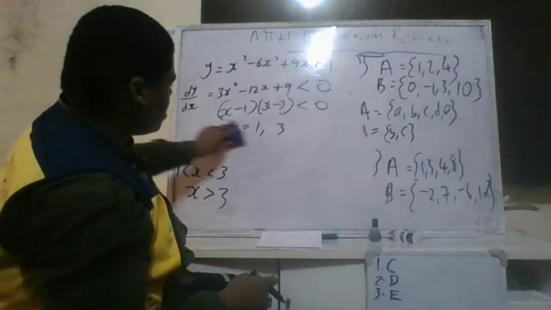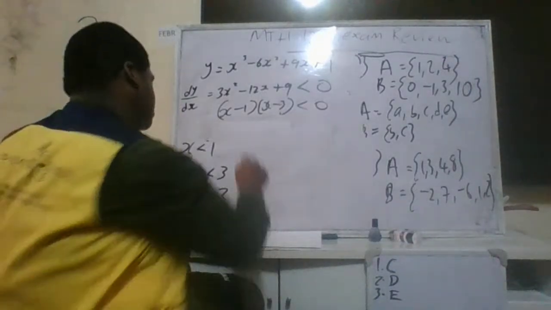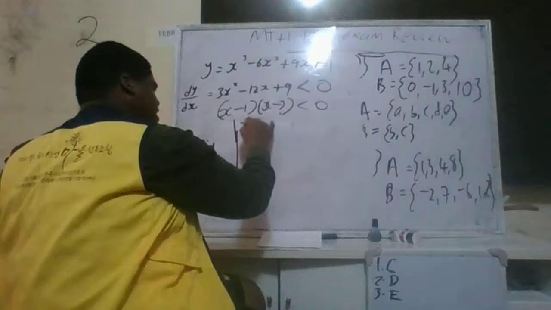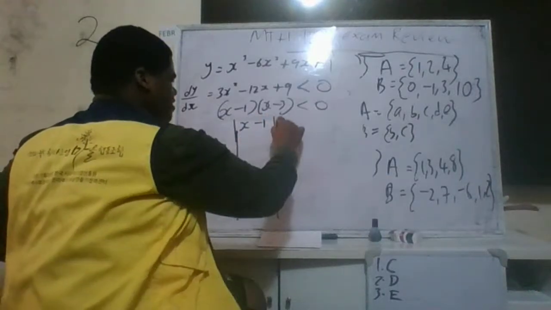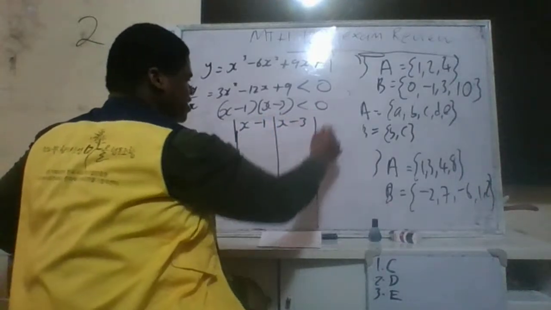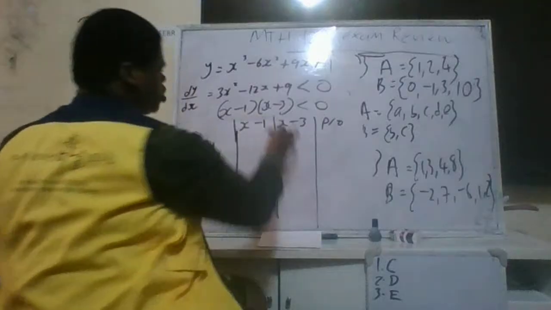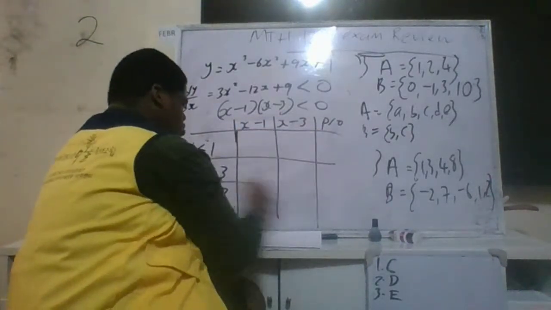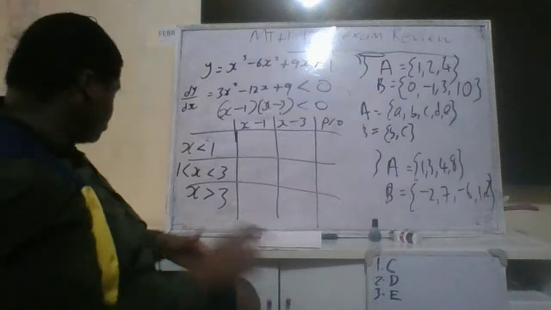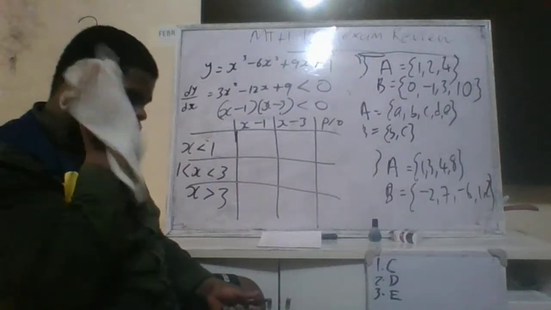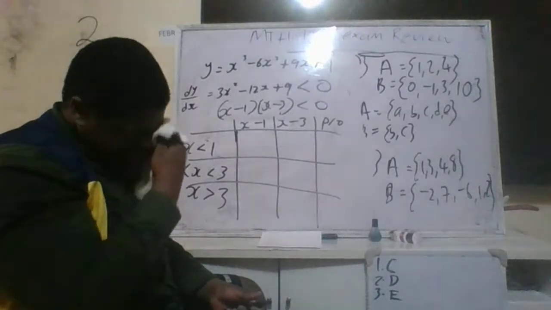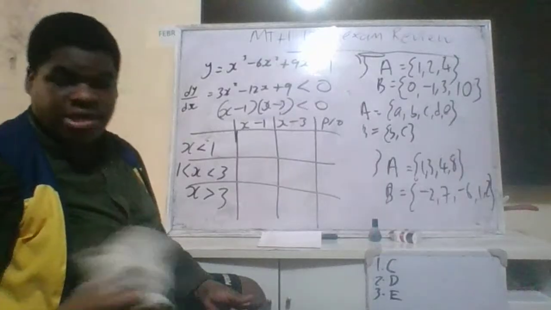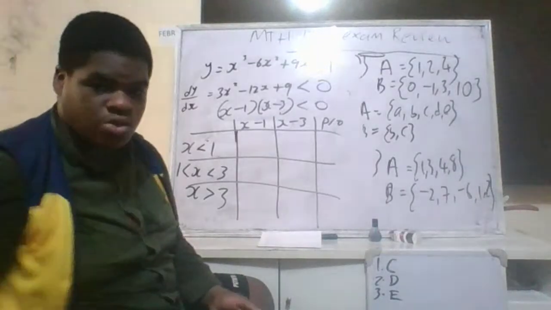Now, what are the numbers that we're dealing with? The first number we're dealing with is x minus 1. The next number is x minus 3. Then the last thing is the product of x minus 1 and x minus 3. So this is the table we are going to draw. You always draw this table, so learn this, whenever you are trying to solve quadratic inequalities.